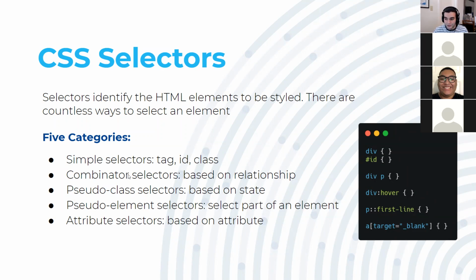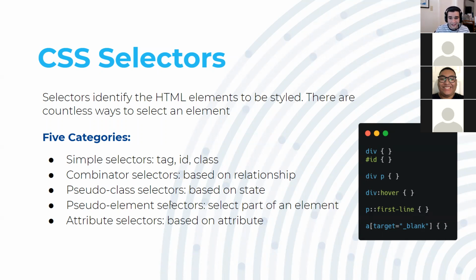For combinator selectors, these are selectors that are based on a relationship. Here we say select every p tag that is inside of a div, and it doesn't matter how deep it is inside of that div. If it's a p tag and there's a div tag that it's wrapped in at some level, then that p tag will be selected and styles will be applied to it. That's the relationship we're describing. Another one is you could select only the p tags that are direct descendants of divs, and it would work like that. So a bunch of different options here.